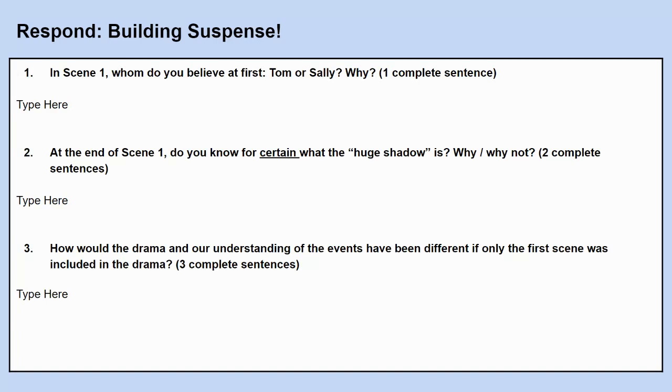Finally, you're going to answer some questions about what would be different if we never had scene 2. So you're going to go through and answer some questions about who you believe at the beginning of the story, if you know what that huge shadow is or isn't. That'll take you then to question 3. How would the drama and our understanding of the events have been different if only the first scene was included in the drama? Make sure that you are answering in complete sentences when asked and meeting that requirement.